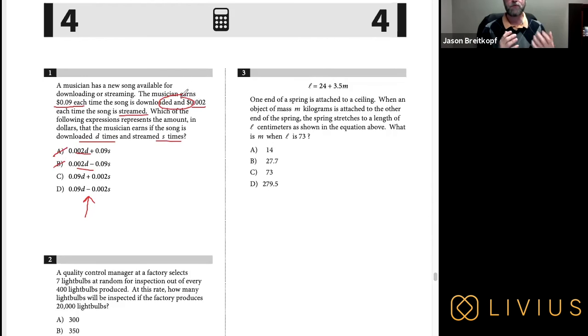Well, there's a key word in the sentence in the middle of the word problem. The musician earns a certain amount when the song is downloaded and also earns a certain amount when it's streamed. So he or she is earning, again, not a real person, a certain amount of money in both circumstances, and "and" is the operative word. So basically that means that answer choice C is going to be our best translation of the word problem into a math equation.